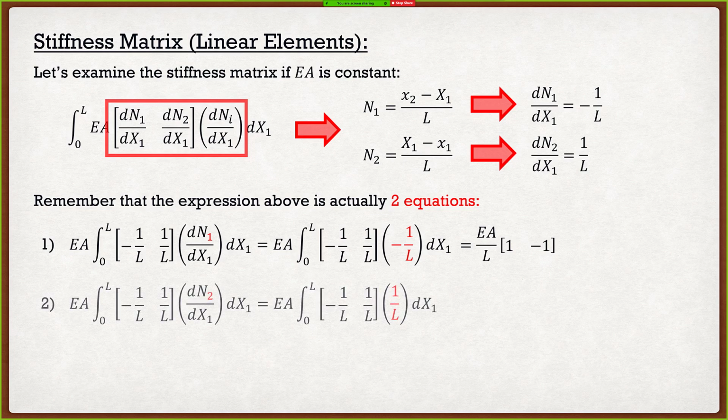We can do the same thing for equation 2. So again, the only difference between equation 1 and equation 2 is we're just using a different partial derivative in there. So in the first one, we took dn1 with respect to x1.